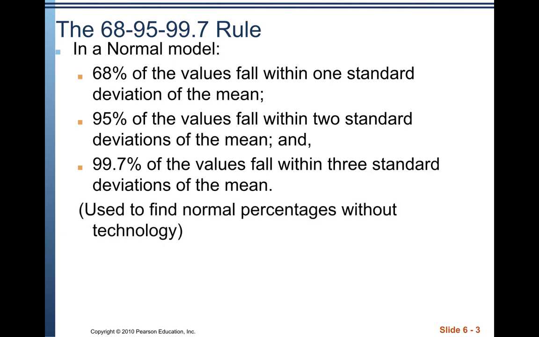And the reason this rule is important is this is what we would use to find normal percentages when we didn't have technology. Obviously, we have technology available to us today. So this rule is not as important. You do still need to know it. You still need to know that 68% goes with one standard deviation, 95% with two, 99.7% with three. But it is not as important because instead of using this rule, we're actually going to use StatCrunch to help us find all those hard answers.